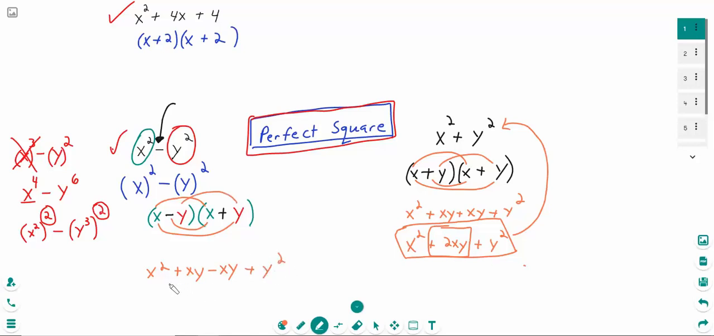And notice what happens here. We have a positive xy and a negative xy. They eliminate each other. Plus xy, minus xy, they're gone. And all that we're left with is x squared plus y squared, which is what we started with. Okay? So that's why it works. It only works because of this negative sign. It's so important. Without the negative sign, you don't end up with these two middle terms canceling out.